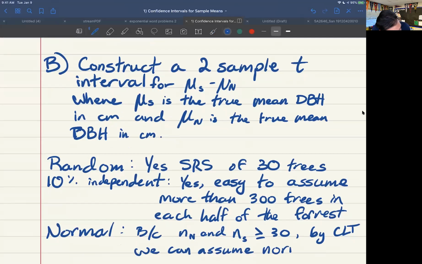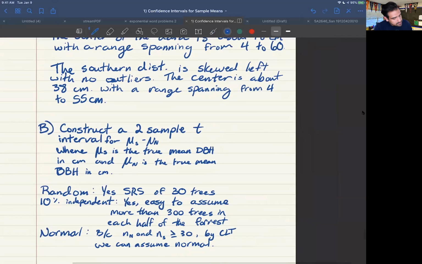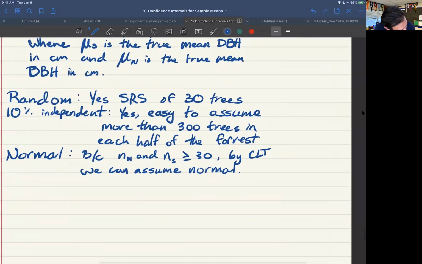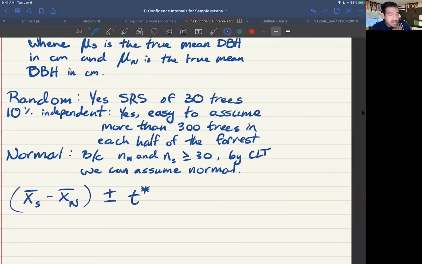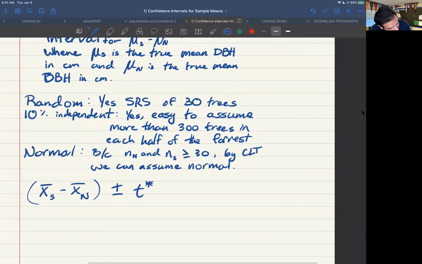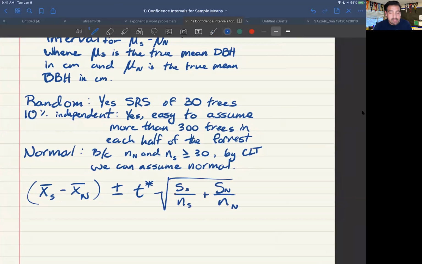So we've stated what we're doing. We've checked our conditions. Now we get to do it. Now remember, this is going to look like x bar S minus x bar N. That's my point estimate, plus or minus my critical value for a 90% confidence interval. That's going to be done in our calculator, times the square root of s_S squared over n_S plus s_N squared over n_N, right? Remember, N and S refer to north and south, right? It may have been easier to do numbers.